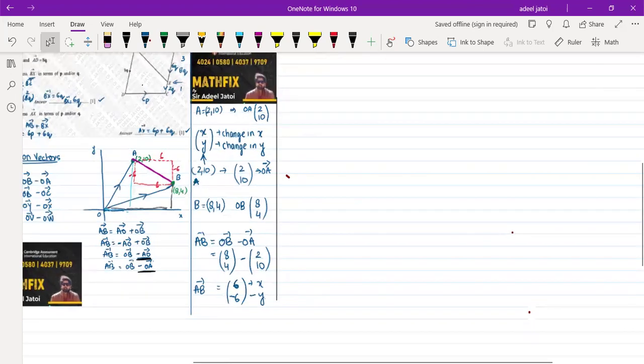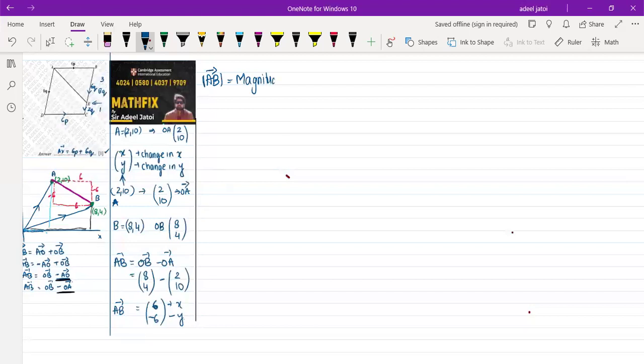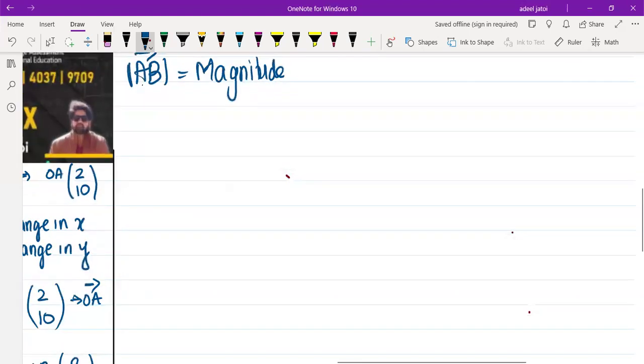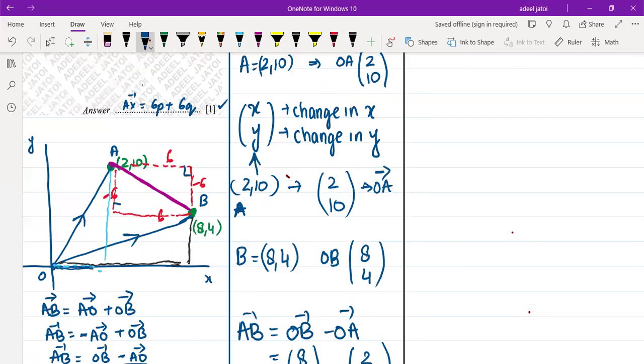Now, how does this help us? This helps us because generally the question tells me to find out the AB magnitude. This is magnitude, and the magnitude formula is under root x square plus y square. This is basically Pythagoras theorem, where this becomes 90 degrees.